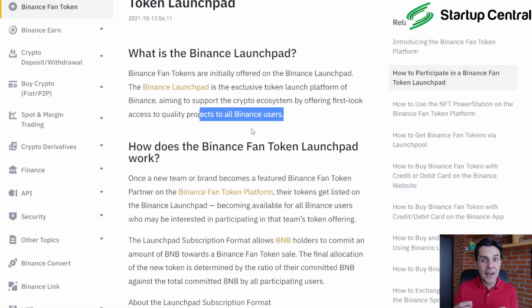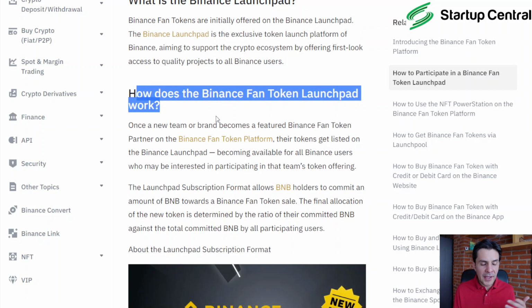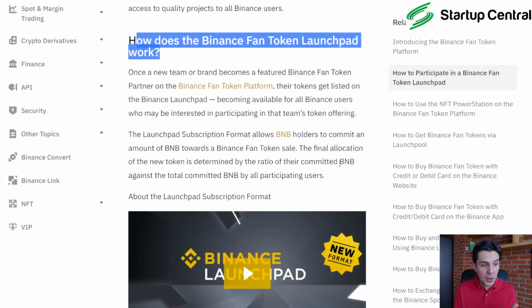So you can get really cheap tokens through this process, and you can hold them as a long-term investment, or you can resell them for a profit. So there's two ways of doing this. So how does the fan token launchpad work? They're particularly talking about fan tokens, but this applies to any kind of token. They have launch gaming tokens, they have launch marketplace tokens, and any other kind of tokens.